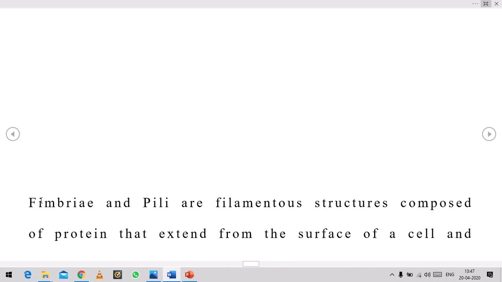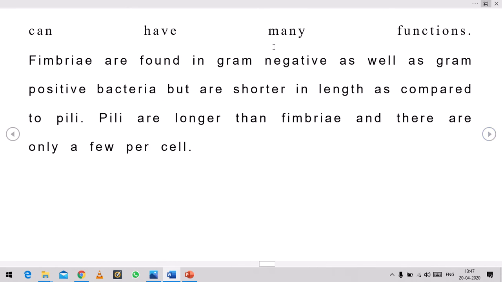Now let's come to the two other structures. What are fimbriae and pili? They are filamentous structures composed of protein that extend from the surface of a cell and can have many functions. Fimbriae are found in gram-negative as well as gram-positive bacteria, but they are shorter in length as compared to pili. Pili are longer than fimbriae and there are only a few per cell.